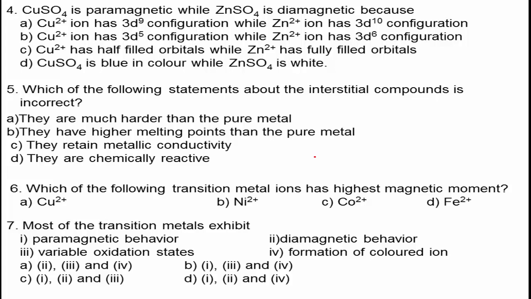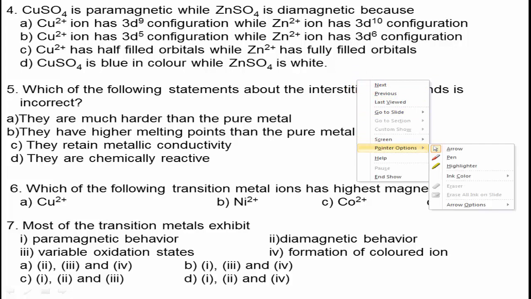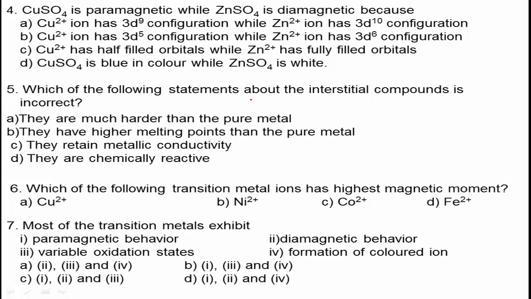Yes, copper sulfate has Cu2+ ion, which has electronic configuration. See here, Cu2+ has its electronic configuration argon 3d9 4s0, which is in copper sulfate.